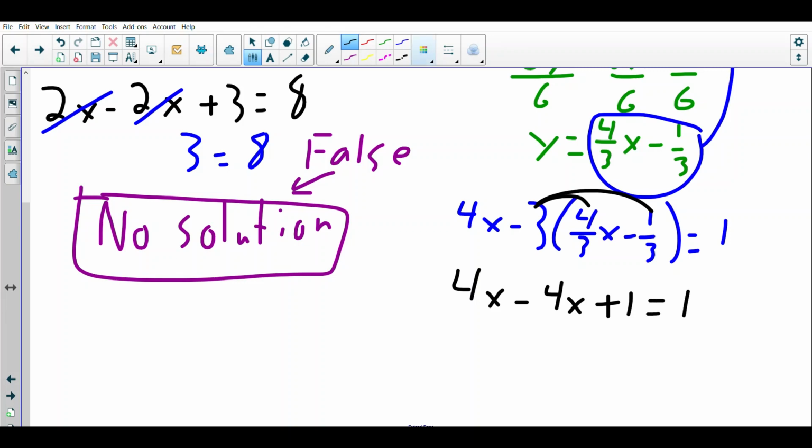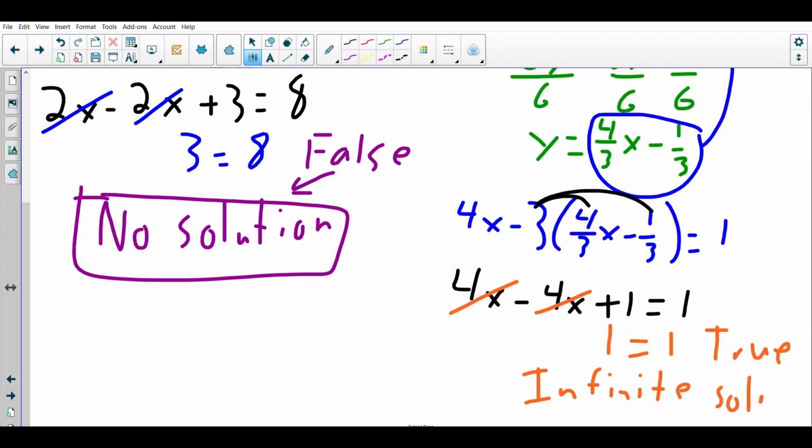Once again, I have my variables cancel out, so I'm left with 1 equals 1. Well, in this case, we have a true statement. Our variables went away, and 1 is equal to 1. That is true. So if we have a true statement, that means we have infinite solutions. And I'm going to run out of room, so I'm just going to abbreviate solutions as SOL. Infinite solutions. Okay, so true means infinite.